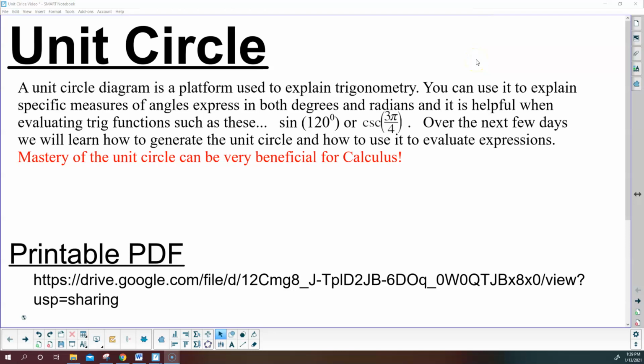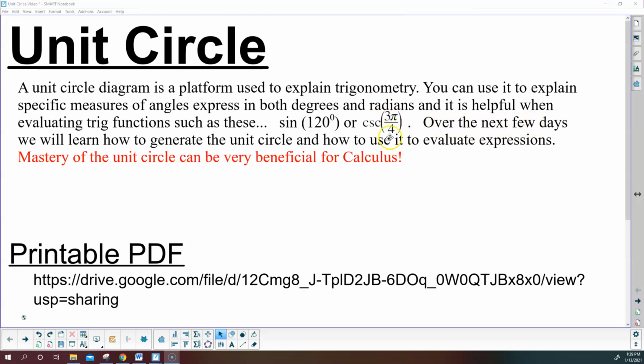Good morning, pre-calculus students. We're going to talk about the unit circle here, and just a little background before we get into it. The unit circle is a diagram, which is a platform used to explain trigonometry ratios. You can use it to help explain specific measures of angles that are expressed in both degrees and radians, and it's helpful when evaluating trig functions such as sine of 120 or cosecant of 3 pi over 2 or over 4.